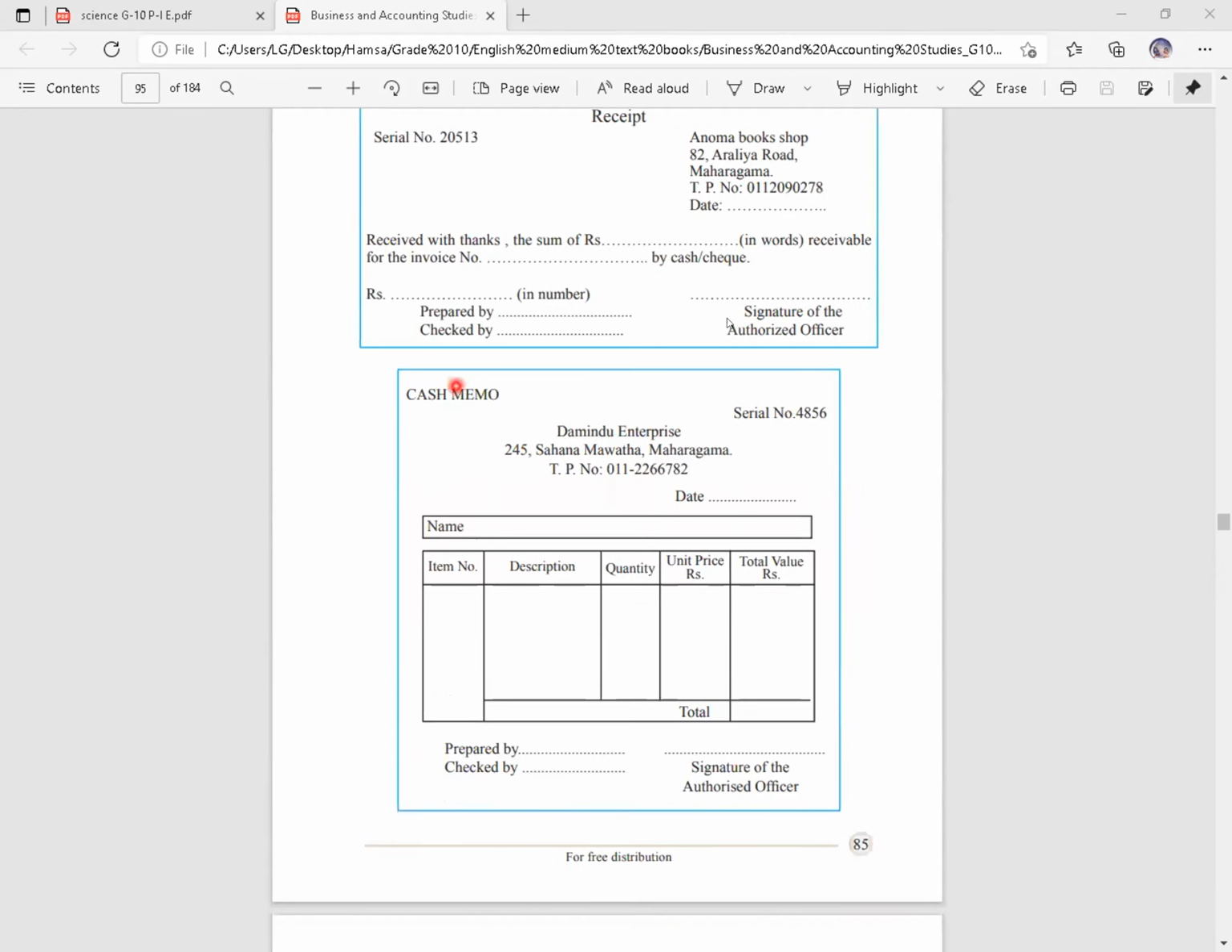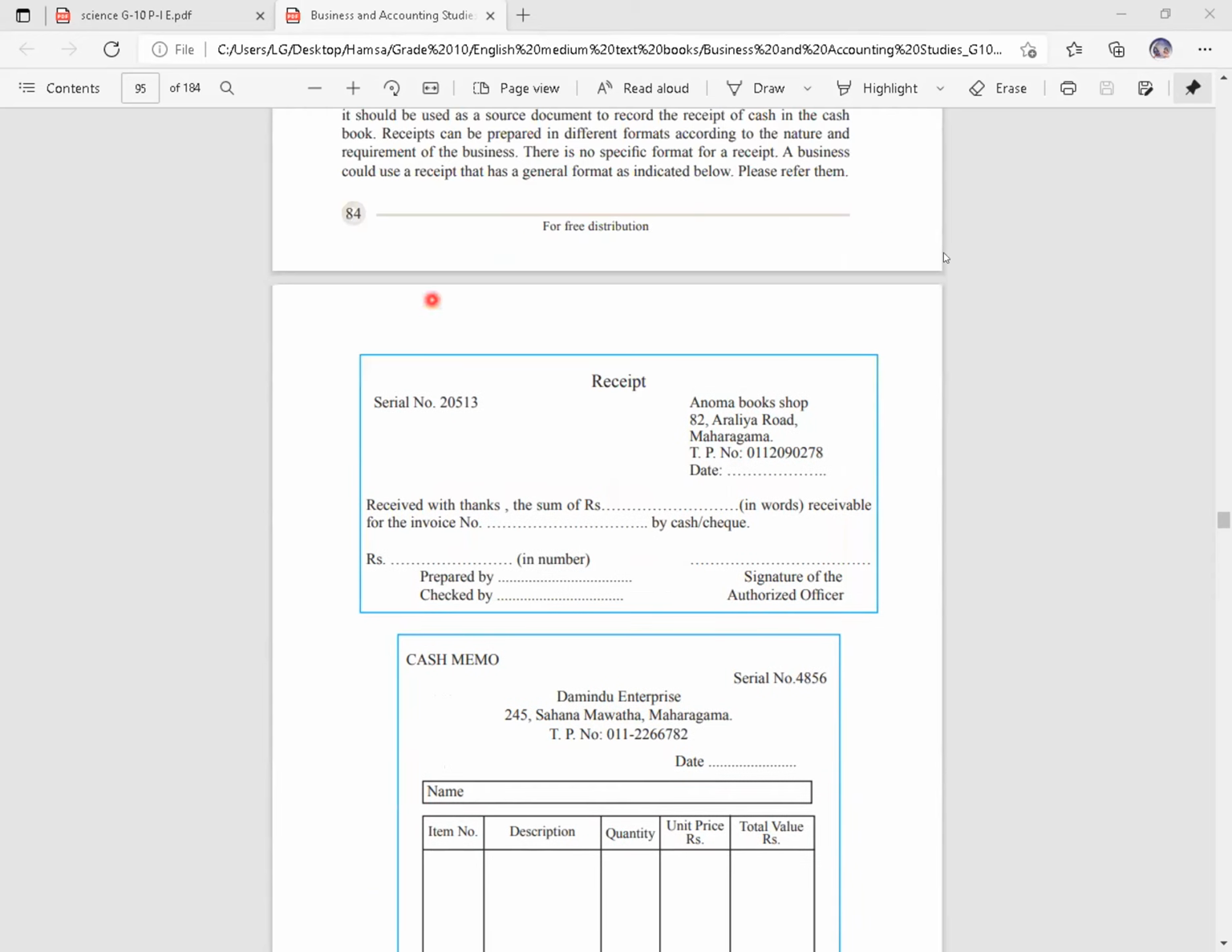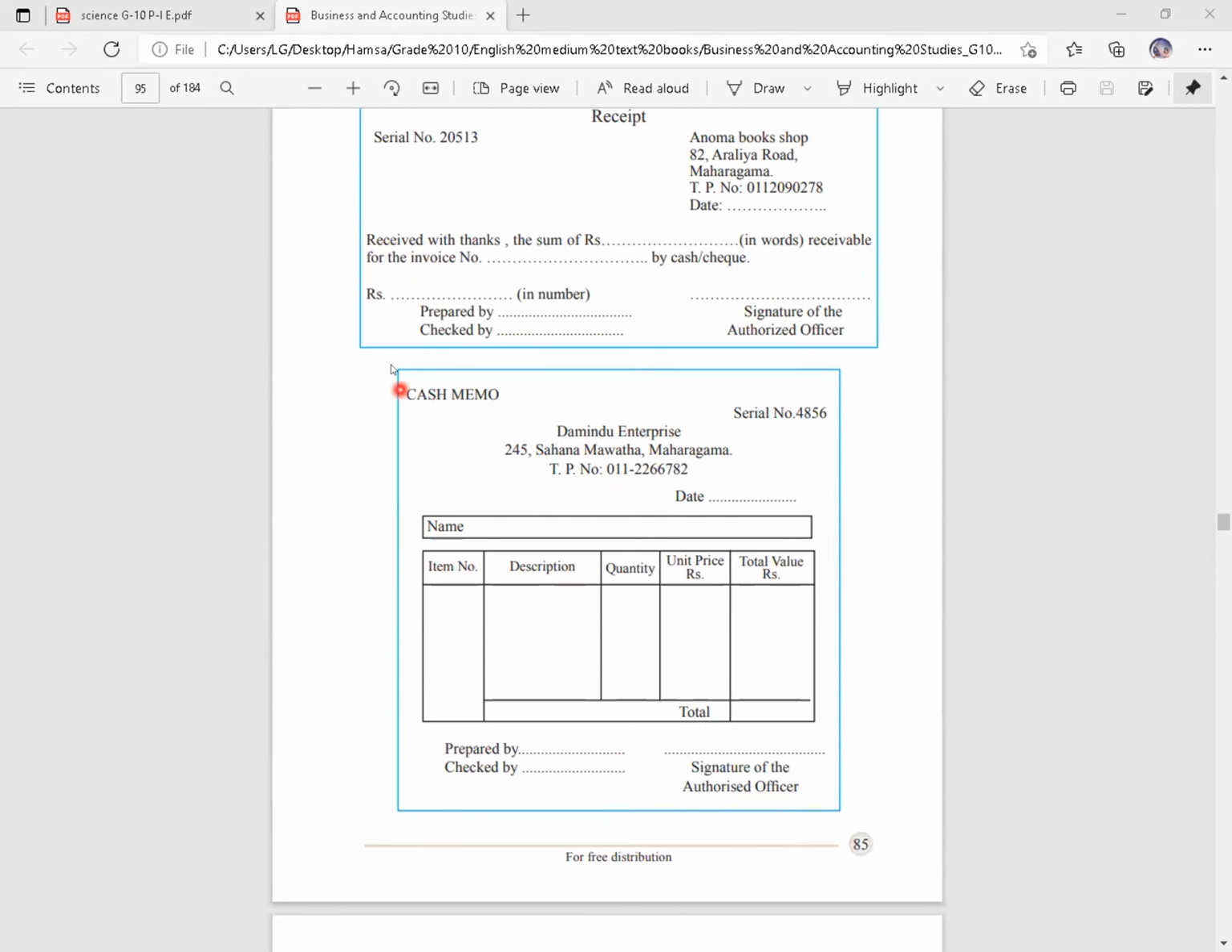Have you seen such a bill, such a receipt? At least in this format you might have seen, isn't it? You have not seen this one? No. Okay, but when you ask your sister, she might have seen this one, because inside the business, most of the time they will be using this kind of format. For supermarkets, grocery shops, and textile shops, they will be using this kind of format.